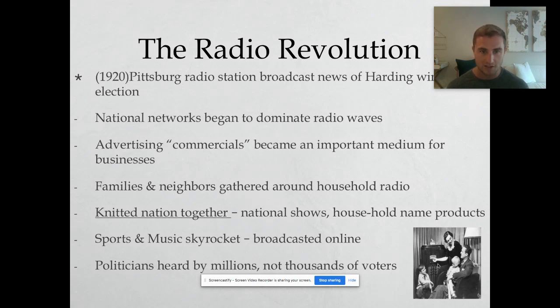For one, it brings the family together as families gather around the radio, listening to their favorite shows. We also see sports and music start to skyrocket in this time because it's broadcast along the sound waves, of course. And then politicians are going to start to become a little bit more general than they were before because they have to speak to the whole country.